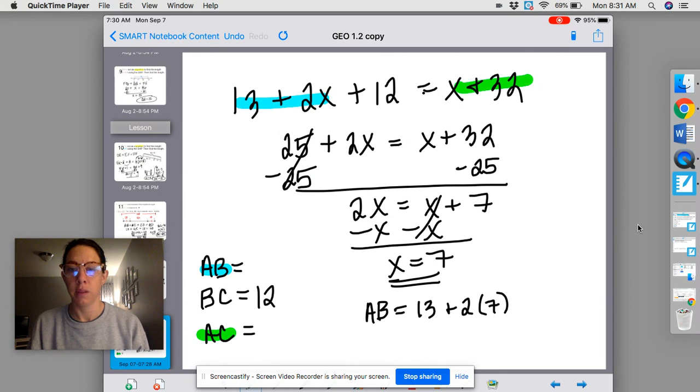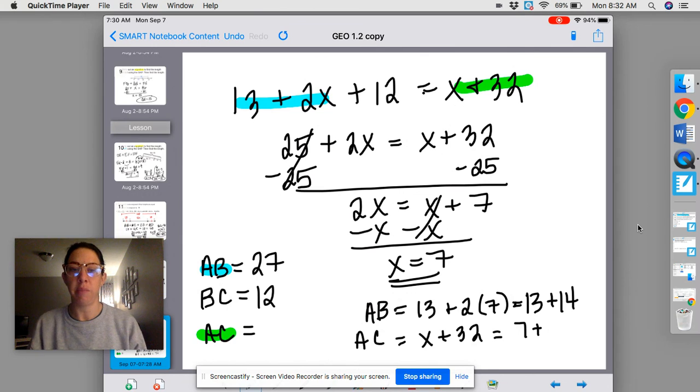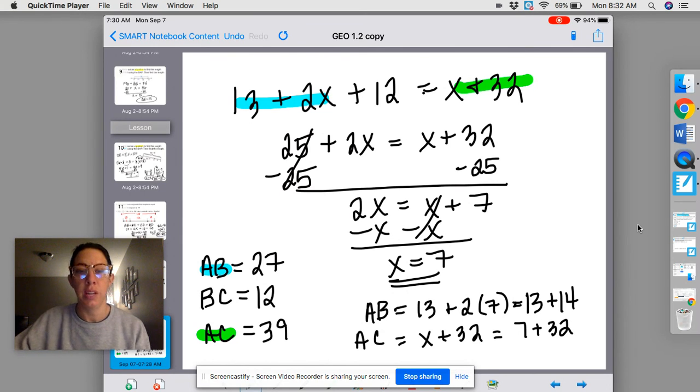So 2 times 7 is 14, so that should be 27. And then for AC, x plus 32 should be 7 plus 32 to give me 39. And then what you guys can do is you can check. Remember, AB plus BC was equal to AC, and 27 plus 12 is 39, so we're good.